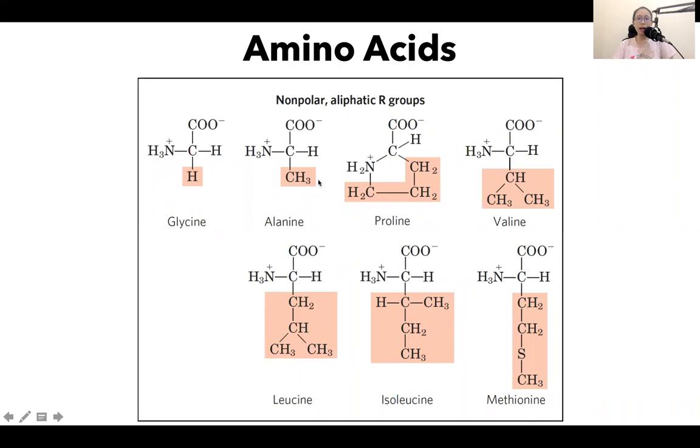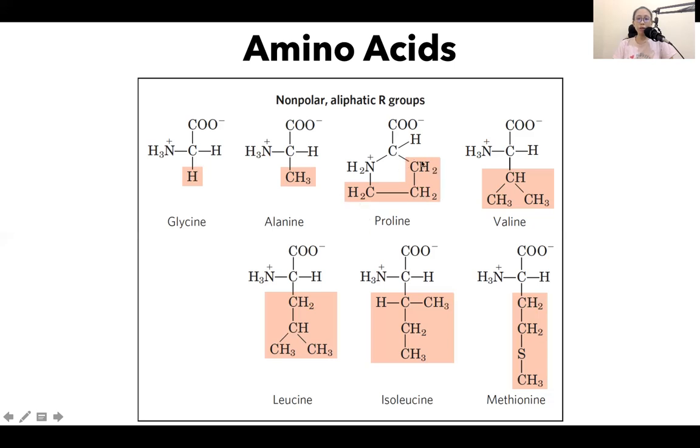So we have here alanine, whose R group is CH3. We have valine, leucine, isoleucine, and methionine. So methionine is one of those amino acids with sulfur in its side chain. Now, glycine is part of the nonpolar aliphatic amino acids, but compared to these other amino acids, glycine is relatively polar.